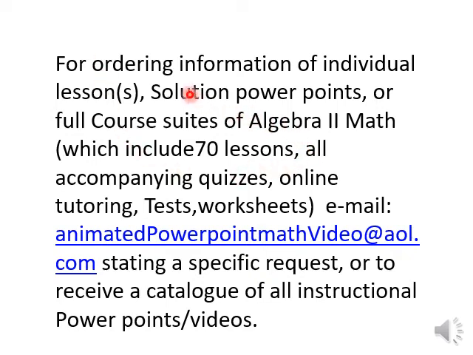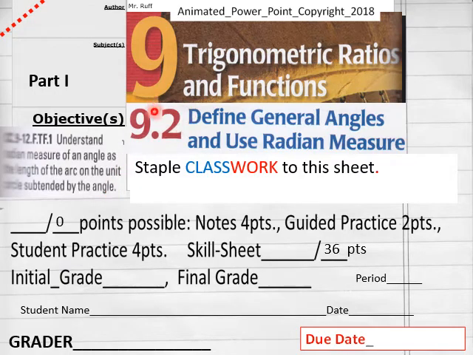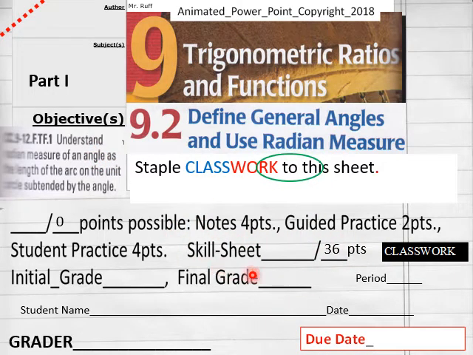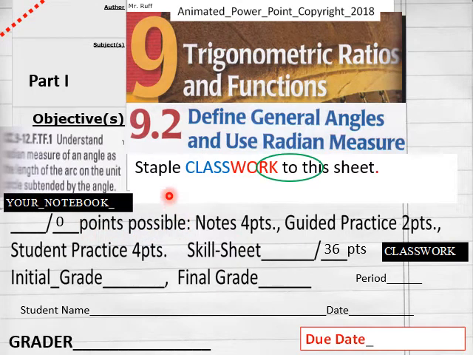Hello everybody, we're getting ready to do lesson 9.2 of defining radian measure for Algebra 2 math. It would be part 1, part 2, and part 3 would be available here. 9.2, define general angles and use radian measure. Here is our standard for this lesson. We've got a 36-point skill sheet and 0 points of notes to take for this part 1.